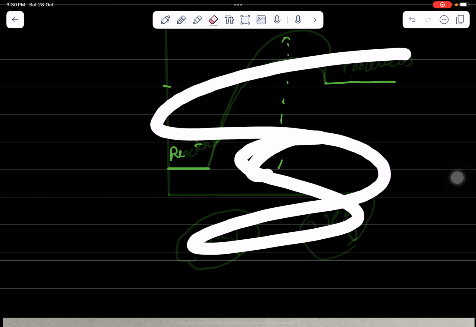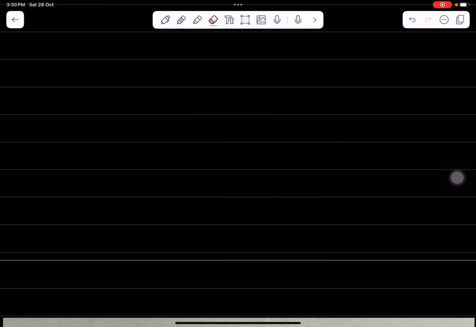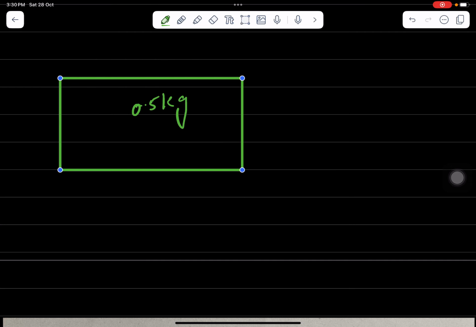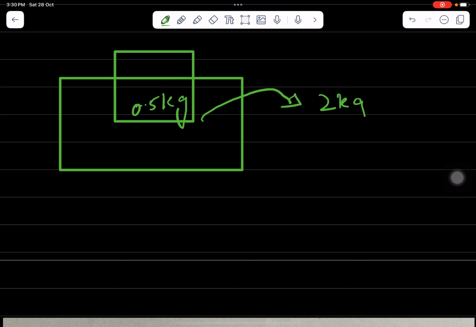For example, you have a specific reaction and it needs 0.5 kg of catalyst. That reaction needs this amount of catalyst. But if you add 2 kg of catalyst, what do you think you can expect? Will the reaction be very fast? No, because this is the actual amount we need to fasten the reaction and reduce the activation energy. If we add excess catalyst, it will not affect that.